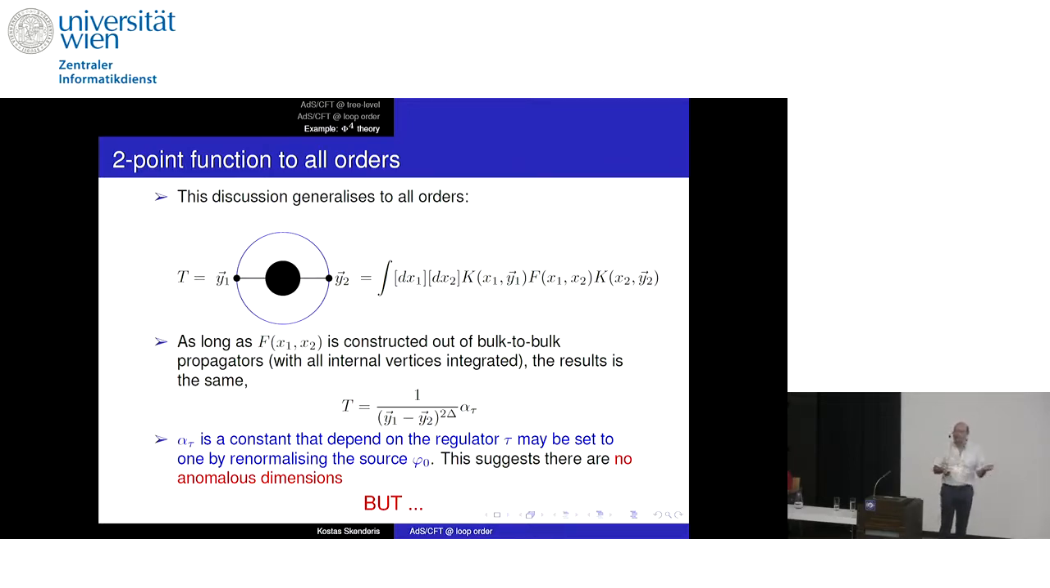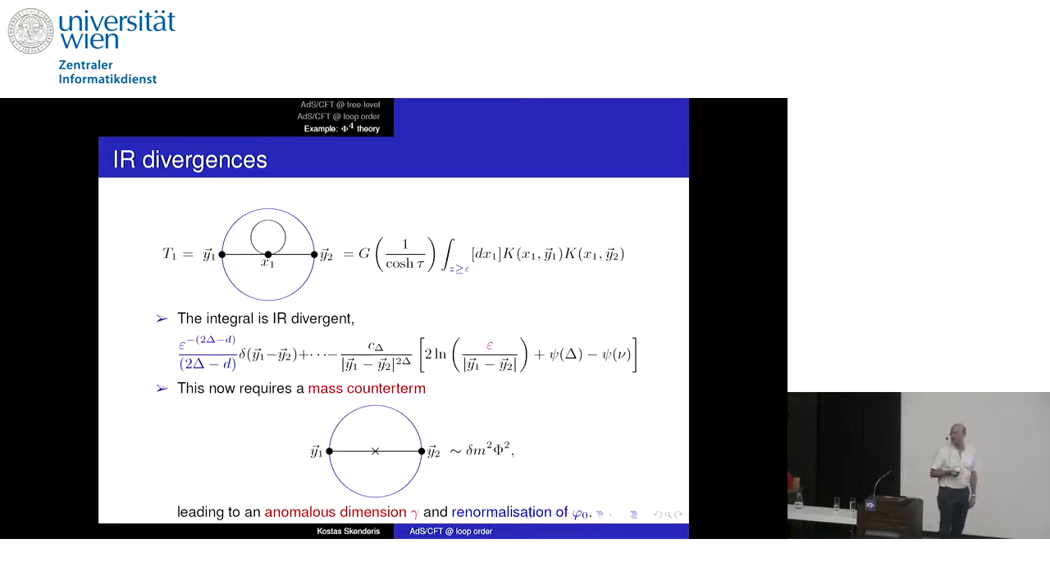So from these arguments, this would suggest there are no anomalous dimensions, which of course we know is not the case. So we're missing something. And what we're missing is that we have forgotten that these integrals have infrared divergences. If you actually put in the infrared cutoff, then that integral takes a more complicated form and has infrared divergences, and now one says that in order to remove infinities, you must add a mass counterterm, and that induces an anomalous dimension, plus you need to normalize the source.